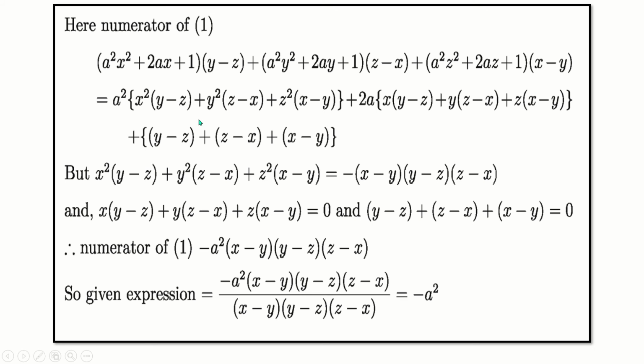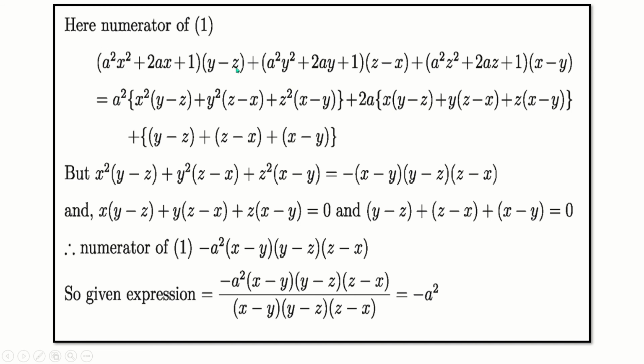Now here the formula: (a plus b) whole square means a square plus 2ab plus b square. b square means 1 square, which is 1. And now multiplying this and this, we get a square into x square into (y minus z) plus y square into (z minus x) plus z square into (x minus y), because here is a square, here is a square, also here is a square, so a square is common.